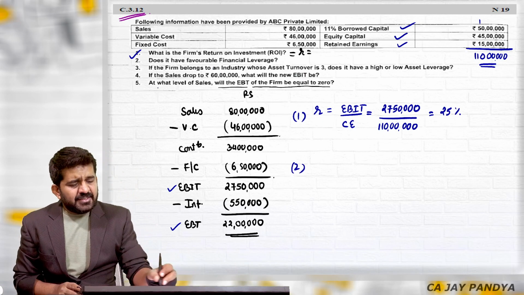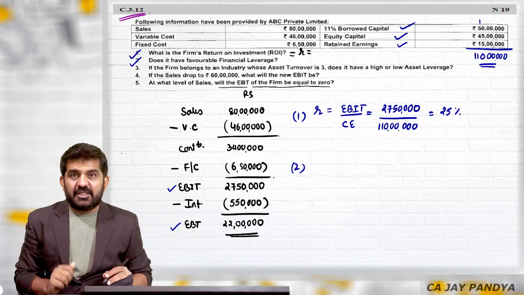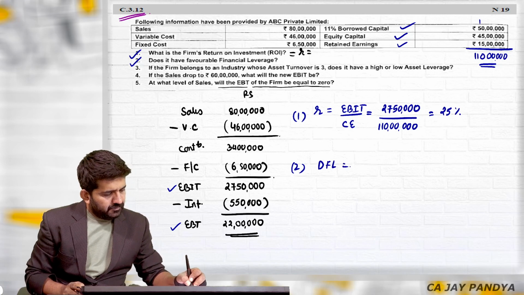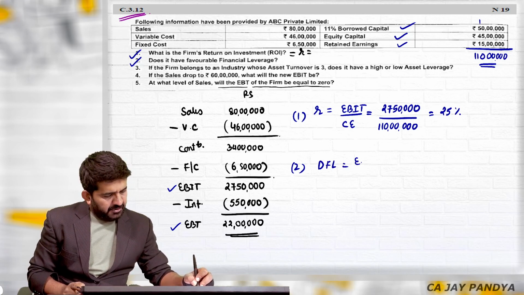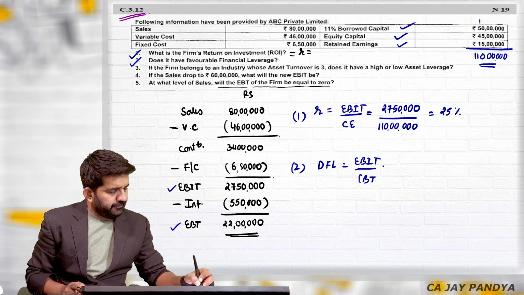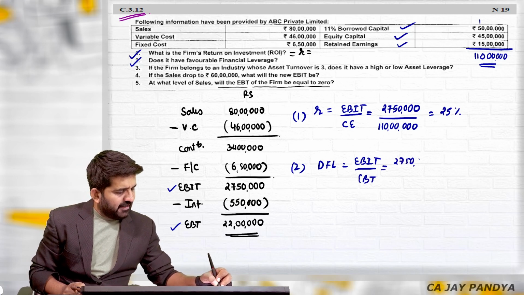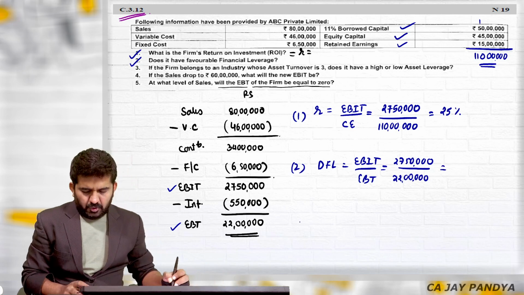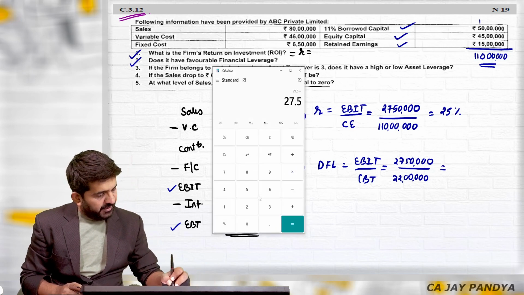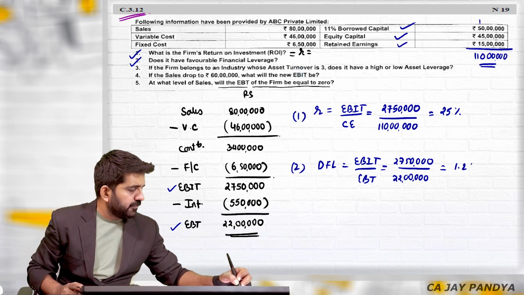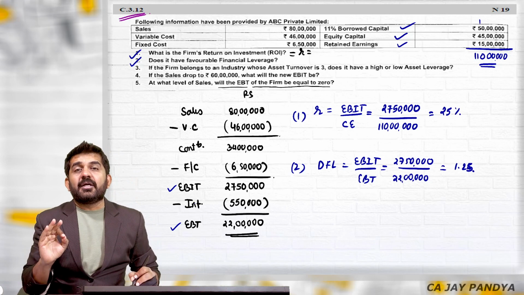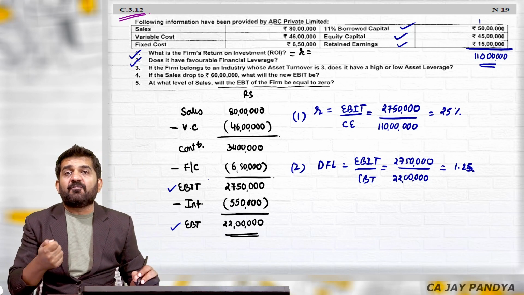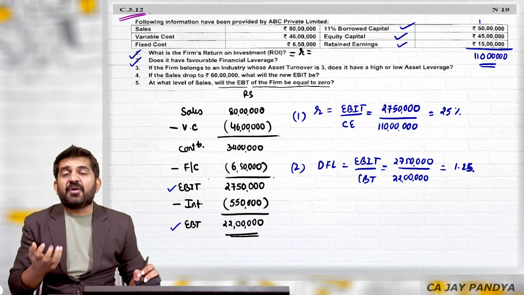Second one. Does it have a favorable financial leverage? First, let me find out financial leverage. Financial leverage is nothing but EBIT upon EBT. EBIT 27,50,000 divided by EBT, 22 lakhs. 27.5 divided by 22 is 1.25. But understand, in the question this is not asked. What is asked is, does it have a favorable financial leverage? Does it have a favorable risk?